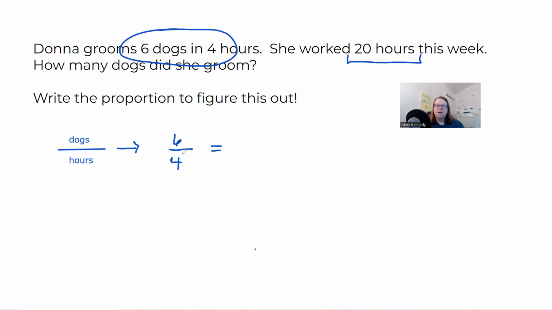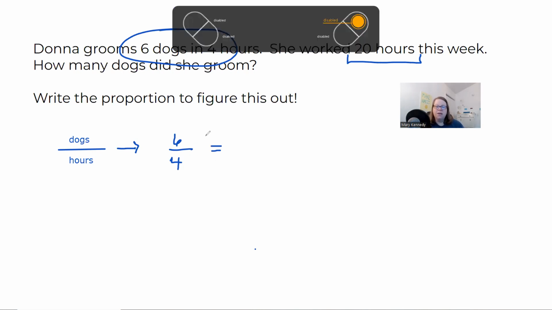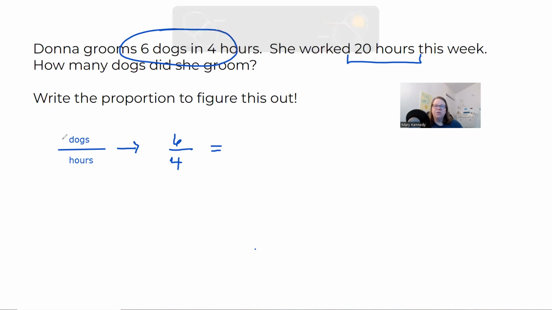So I can know right away where the 20 goes by looking at whether the hours is the top or bottom number. Hours is the bottom number. So that means that 20 goes on the bottom because that's the number of hours, right? And so how many dogs did she groom? Then that's X. And that makes sense too, because dogs is the top number. And so that's what I'm trying to figure out. So it goes on top.